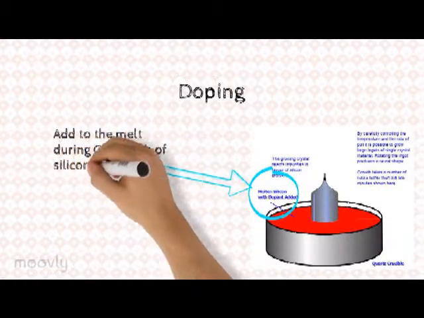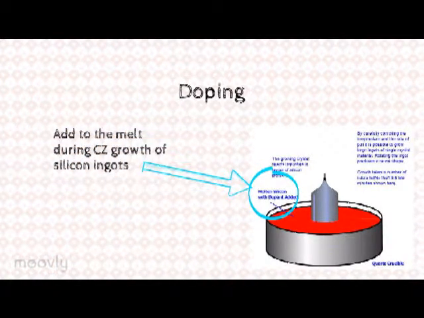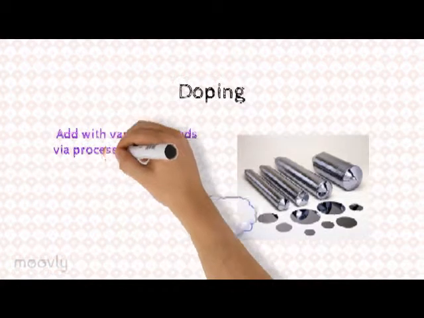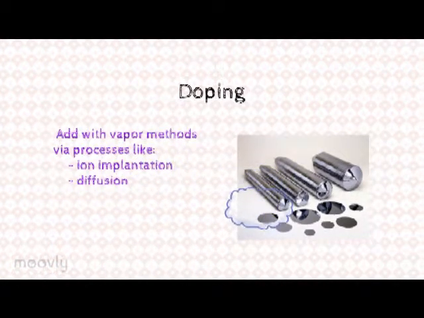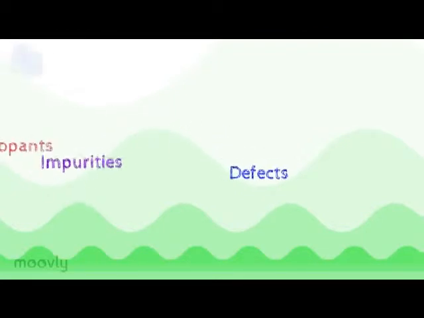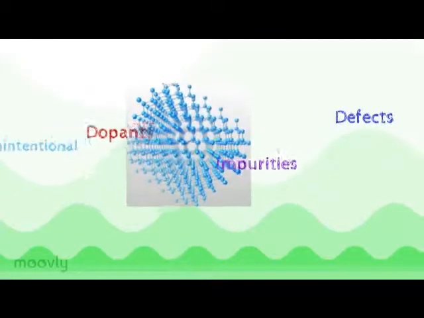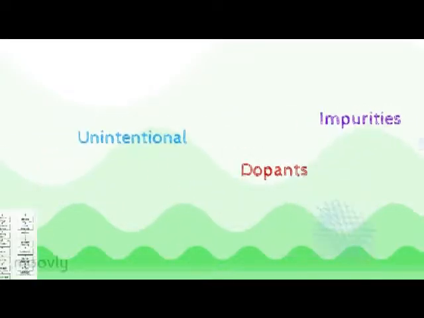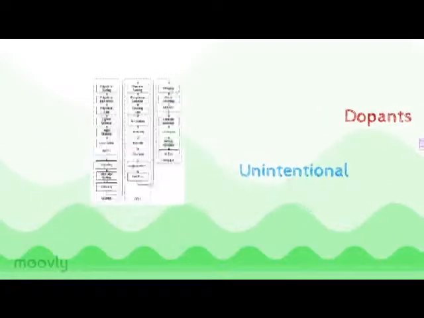Dopants are introduced either in the molten silicon, like in CZ growth, or after crystal growth with vapor methods that allow dopants to diffuse into the crystal. From this video, we've learned that defects and impurities are created during processing. Whether they are desired dopants or accidental impurities, they occur during some step in fabrication.